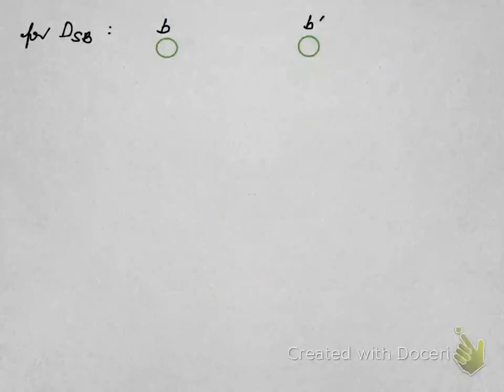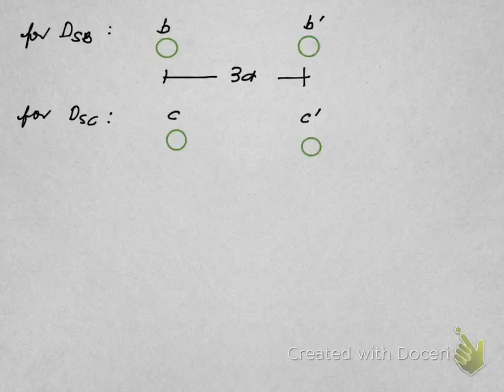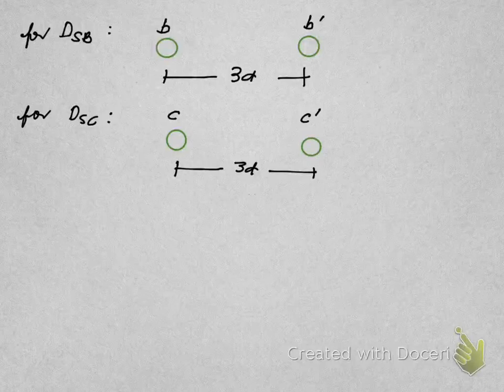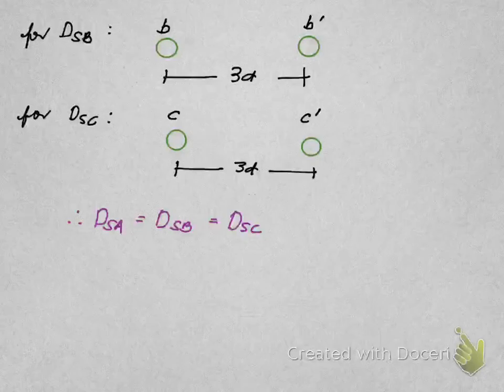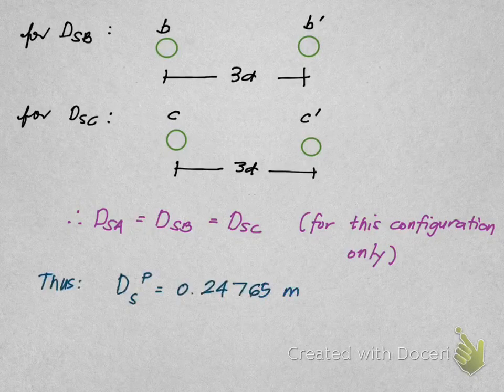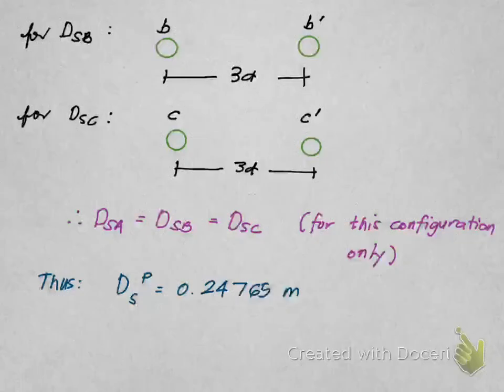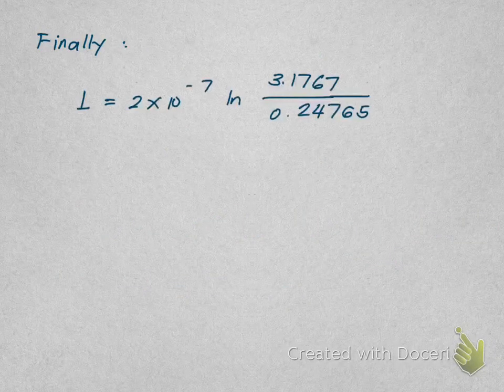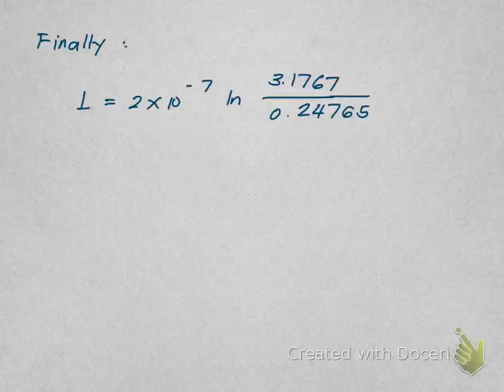Look at the configuration. For DSB, we have B prime, and the distance is also 3D. It so happens that for DSC, C prime also has a distance of 3D, which is also the same with DSA. So therefore, but that's for this configuration only. And therefore, the self GMD of these conductors, 0.24765 meters.